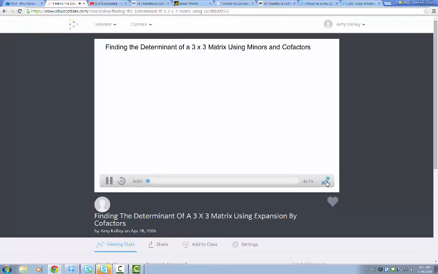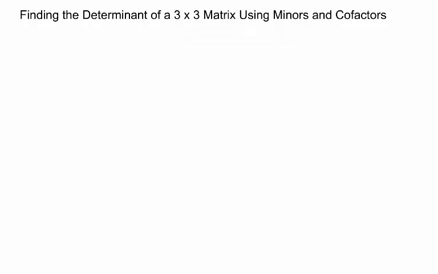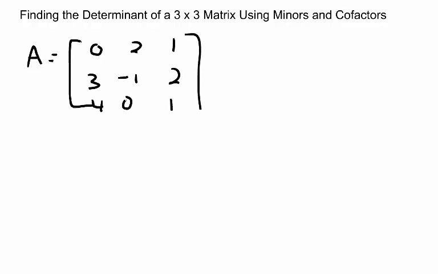In this video, we're going to find the determinant of a 3 by 3 matrix using minors and cofactors. Suppose we have the 3 by 3 matrix A equals 0, 2, 1, 3, -1, 2, and 4, 0, 1.